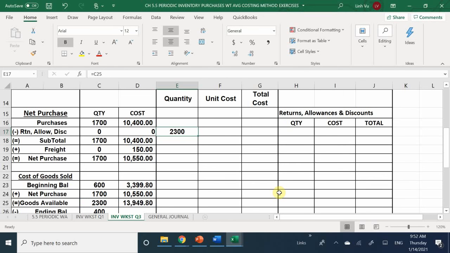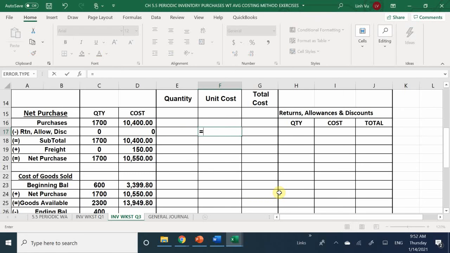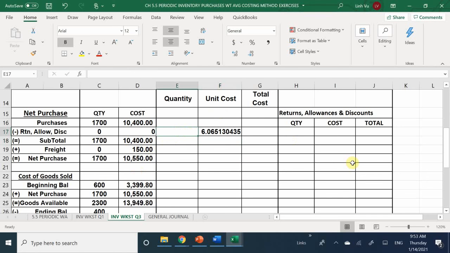If I know that I have 2,300, right? Okay, so I'm going to place it here. So here, my grand total is 13,949.80, right? And we're going to divide that whole thing by the 2,300. My average cost per item is going to be 6.0651. Good.